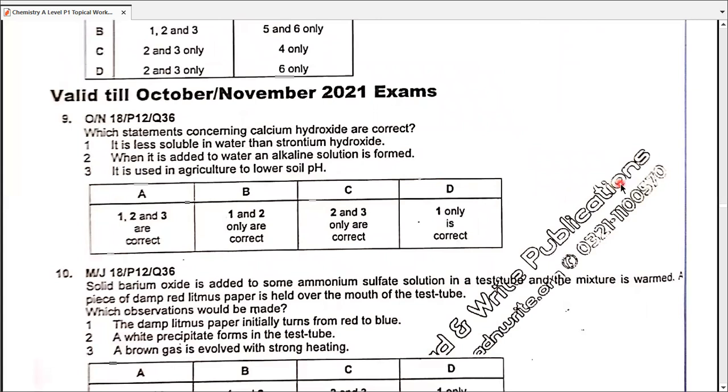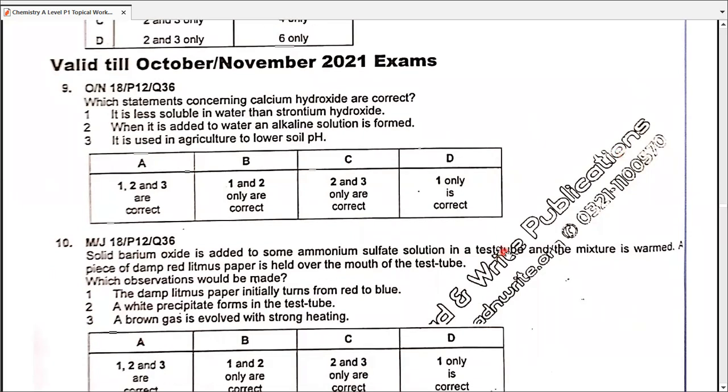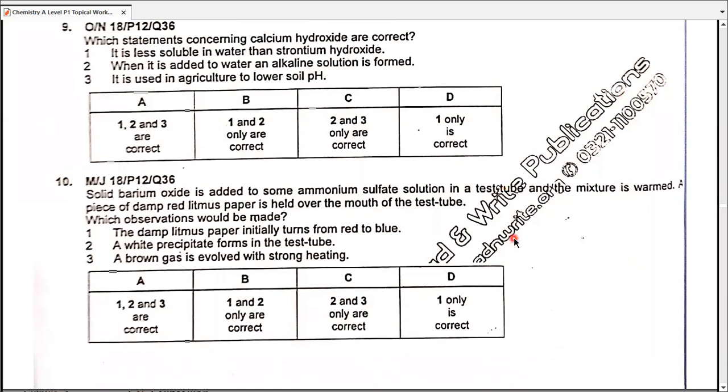Okay, number 9. Which statement concerning calcium hydroxide? Too easy. Number 10. You would easily be able to do it. Let's go with number 10.